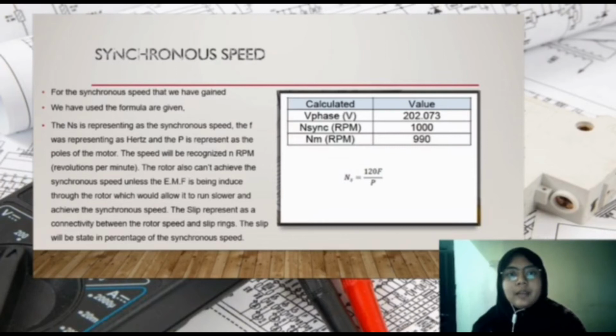The speed will be recognized in RPM, which is revolutions per minute. The rotor also cannot achieve the synchronous speed unless the EMF is induced in the rotor, which allows it to run slower than the synchronous speed. The slip represents the connection between the rotor speed and the synchronous speed. The slip will be stated as a percentage of the synchronous speed.